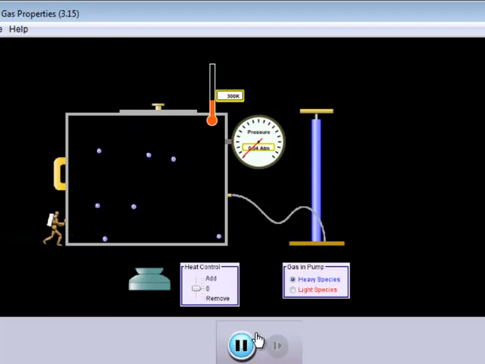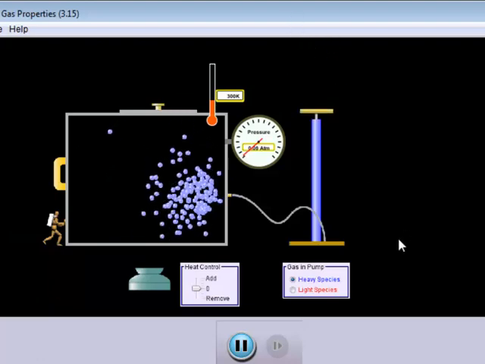Now the pressure in this particular instance is pretty insignificant, because we have so few particles. However, what we can do is pump in some more particles here, so I'll just do that.